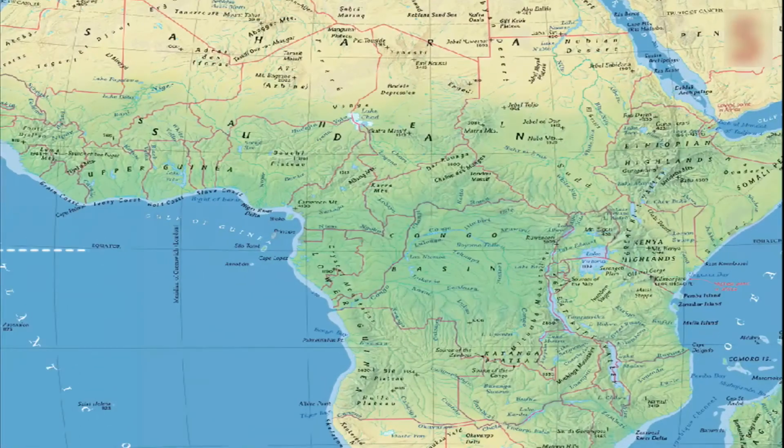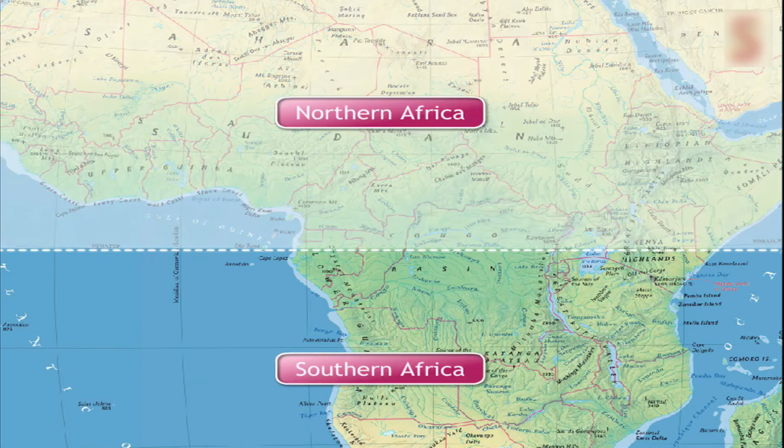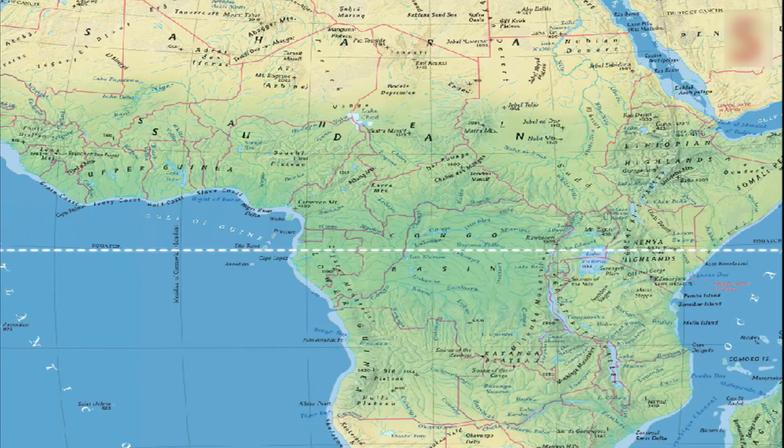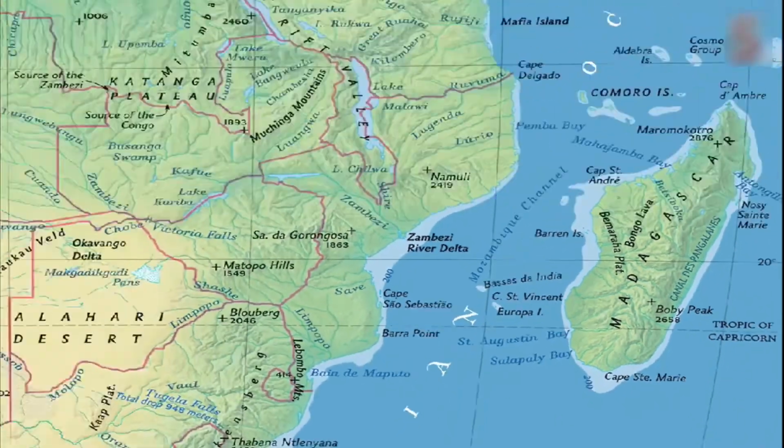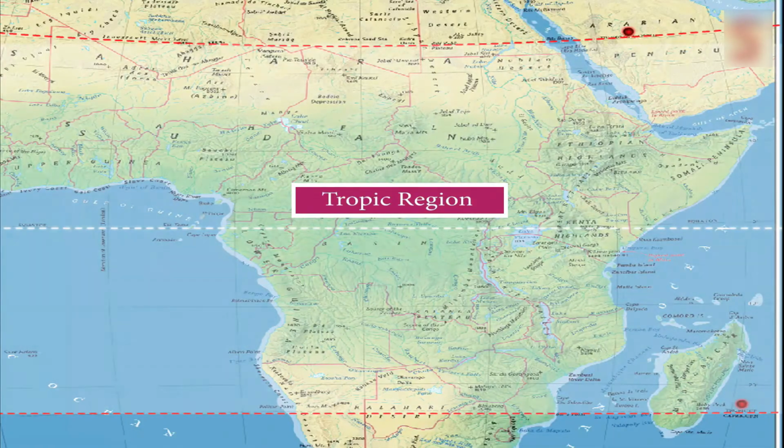Now, let us have a look at the location of Africa on the globe. What do you observe? It can be observed that the equator passes through the center of Africa. This divides Africa into northern and southern Africa. The area that lies between the Tropic of Cancer and Tropic of Capricorn is also called the tropic region, which experiences a very hot climate. The zones that are located on the north of the equator experience a mixed climate with summers and winters. These regions are called temperate regions.